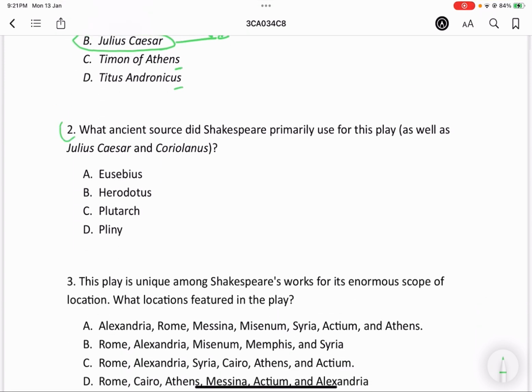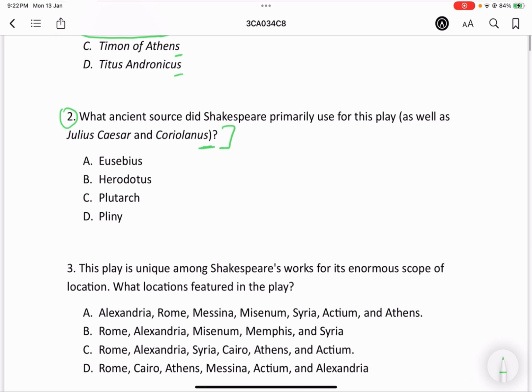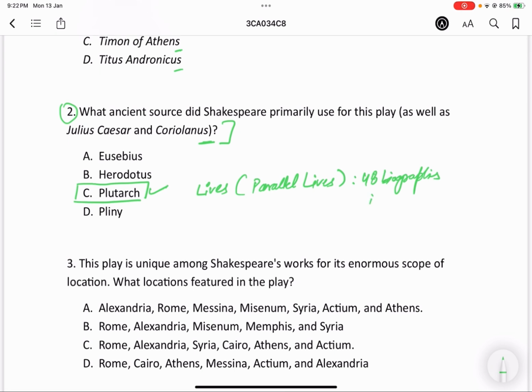Now, second, what ancient source did Shakespeare primarily use for his play, as well as Julius Caesar and Coriolanus? For all his Roman plays, what source did he use? And the correct answer to this is option C, that is Plutarch. He uses Plutarch's work Lives, which is also called Parallel Lives, which is a collection of 48 biographies of important persons written in Greek.